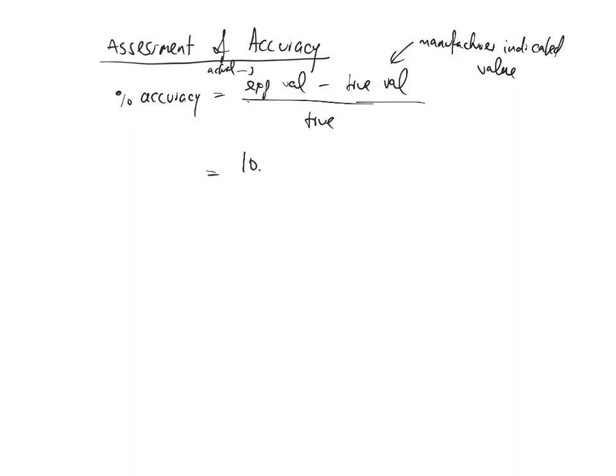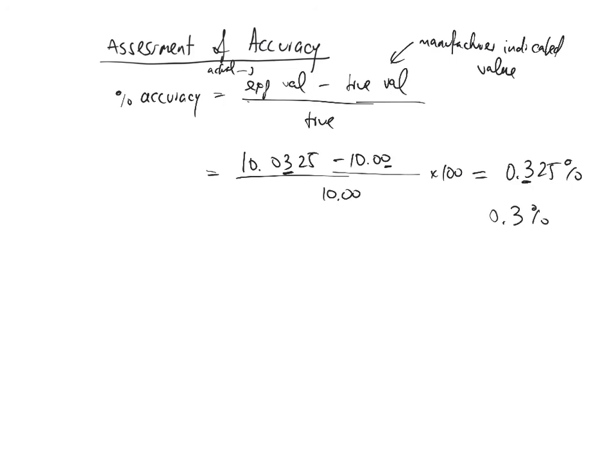So in this case, it's 10.0325. I'm going to put a 3 here for the sig figs, minus 10 milliliters. So 2 decimals, right? Divided by 10 milliliters times 100. All the milliliters will cancel out, so I didn't write them. So that gives me 0.325%. And how many sig figs? Well, if I subtract the top, then I will only have one sig fig. So my percent accuracy or percent error is 0.3%. This is less than 3 to 5%, so it's pretty accurate.